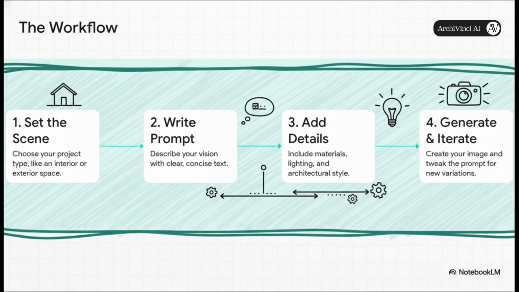Are we designing an interior or an exterior? You know, a cozy kitchen or a massive skyscraper? Then you write the prompt that gets your main idea across. From there, you start layering in the really important details, materials, lighting, the architectural style, and then finally, the fun part. You hit generate, see what the AI comes up with, and then you can start iterating, just tweaking your words to get closer and closer to that perfect design.